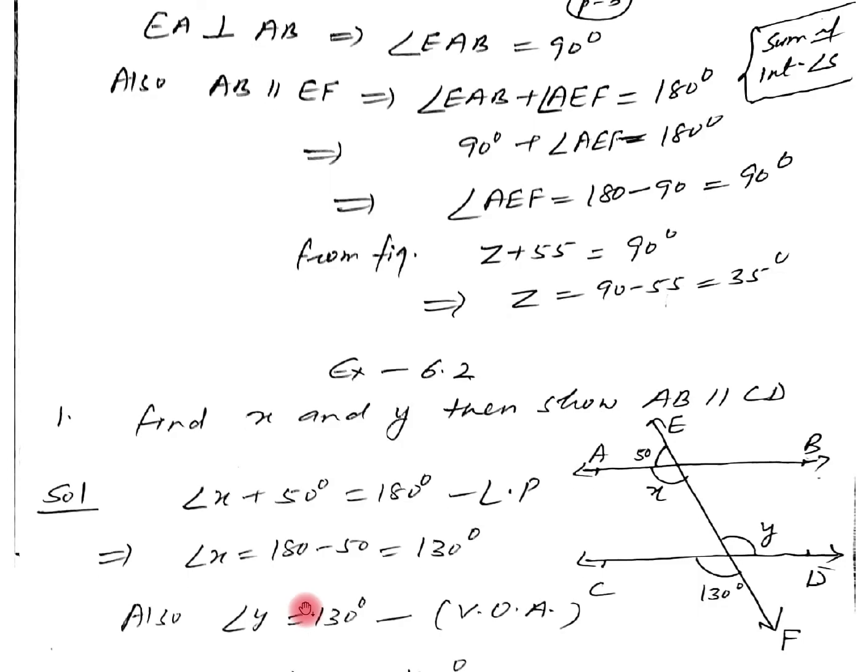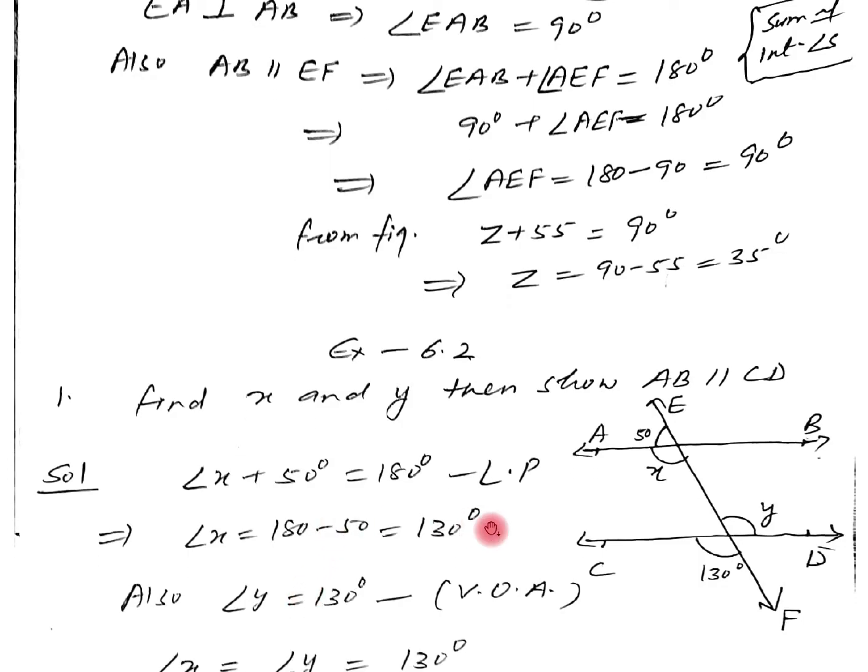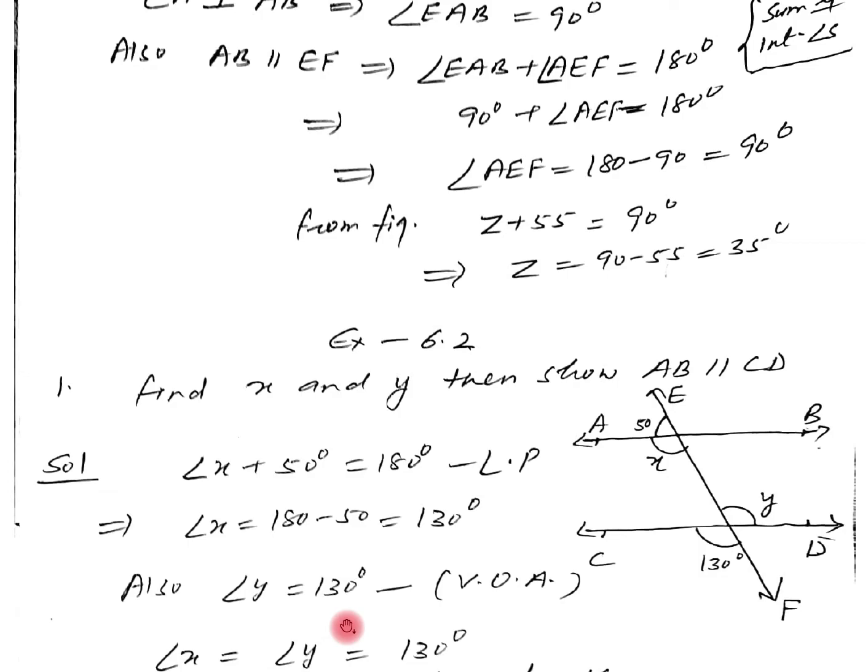Now let us see the exercise question. The very first question is very simple. Find X and Y and show that AB is parallel to CD. Here it is very clear that it is a straight line. Therefore we can write angle X plus 50 equal to 180 degrees, linear pair. This gives the value of X equal to 180 minus 50 equal to 130 degrees. Similarly, Y must be equal to 130 degrees, because these are vertically opposite angles.